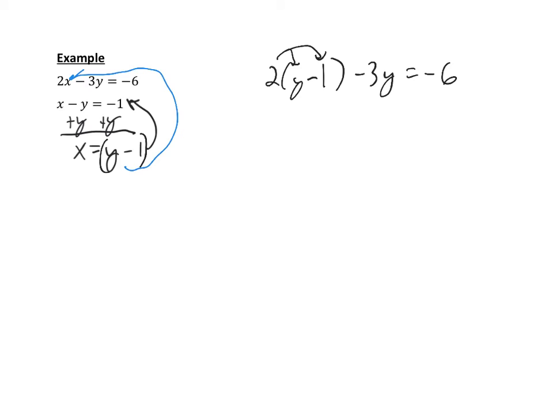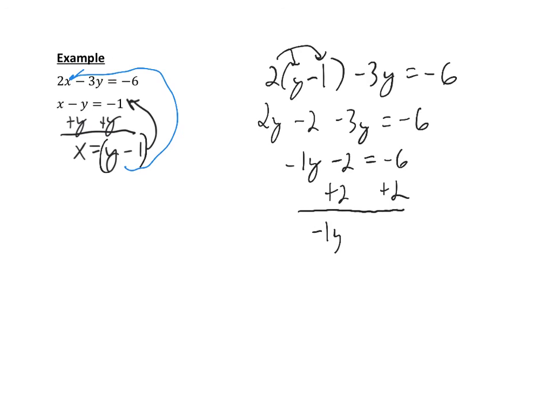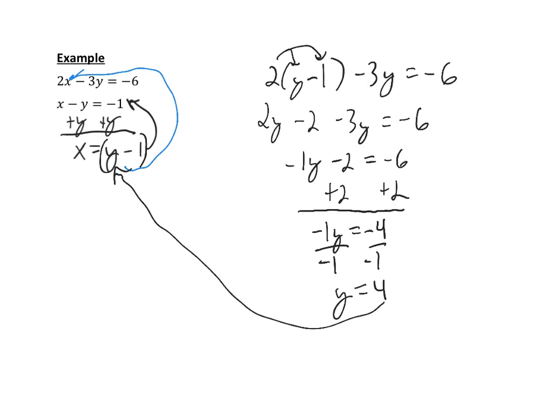Distributing, 2y minus 2 minus 3y equals negative 6. I can combine that 2y and negative 3y. It gives me negative 1y minus 2 equals negative 6. Adding 2. Negative 1y equals negative 4. We divide by negative 1. Y equals positive 4.